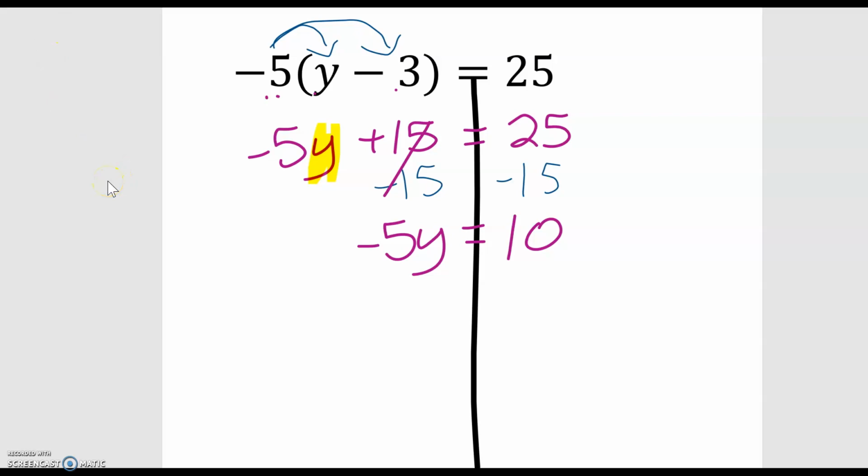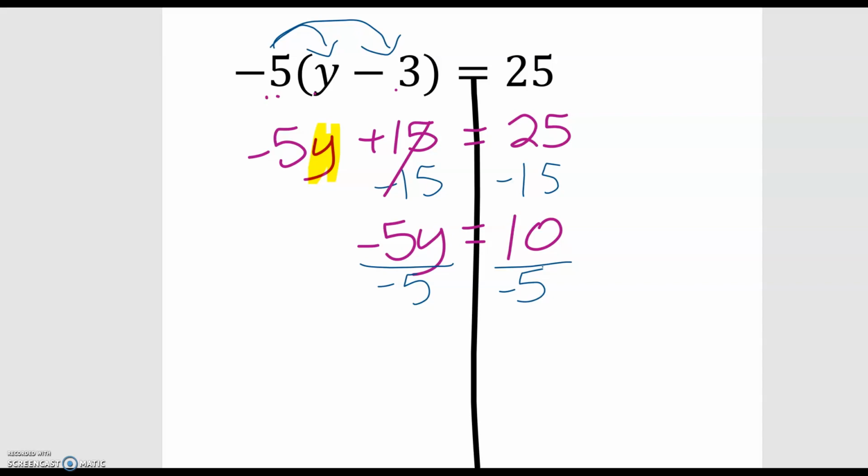Now we can get rid of this -5 that's attached to our y. Our operation right now is multiplication. That's -5 times y. Opposite of multiplication is division, so I'm going to divide by -5. Make sure you divide by that whole coefficient in front of your y. And that means I have to also divide the right side by -5 as well, keeping it balanced.